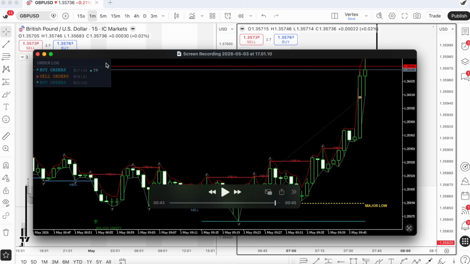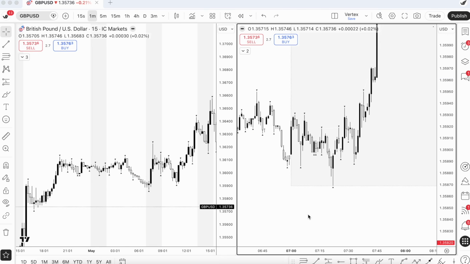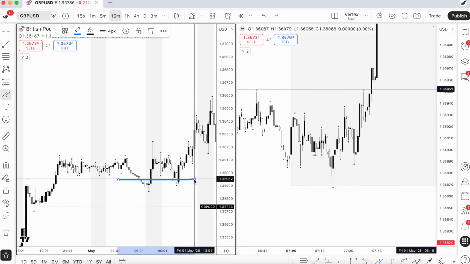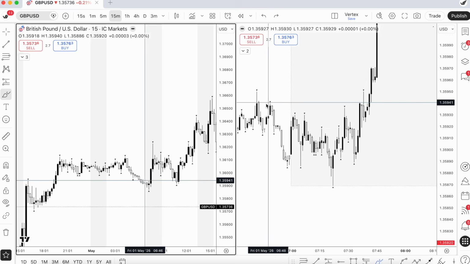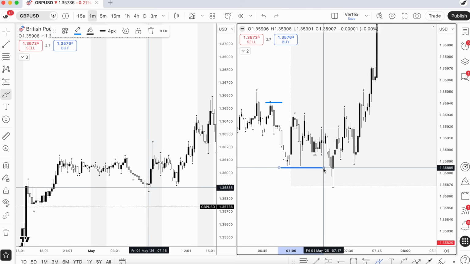There we go. So TP was hit. So coming into this, I actually didn't mark this out. I thought I did. Anyway, we obviously have a sweep of the low, which means coming into session, we're looking to go long. Now we have our external range here, which is our major range.